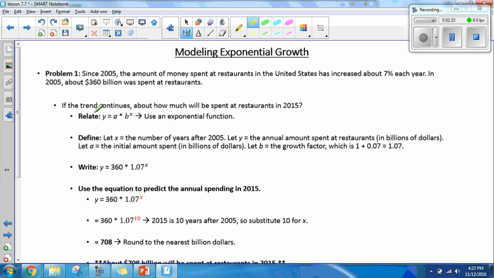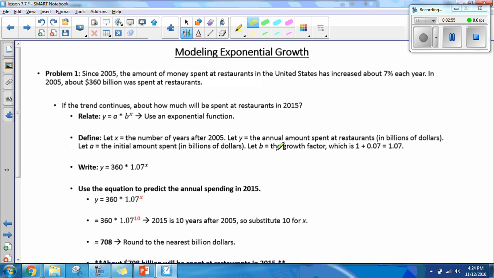So first we need to relate. We're going to use an exponential function because this is an exponential growth model. So we're going to use the formula y equals a times b to the x power. We're going to define that x equals the number of years after 2005. We're going to allow y to equal the annual amount spent at restaurants. And a is going to equal the initial amount spent in billions of dollars.